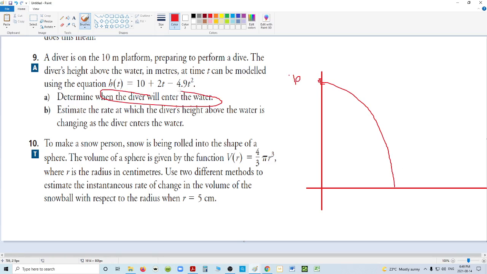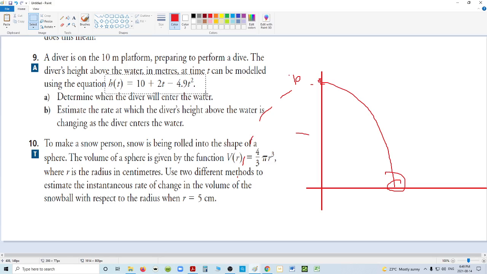Determine when the diver will enter the water. Well, that's when this is 0. When h of t is 0. And there's another one over here that doesn't exist because that's negative time. Estimate the rate of change the diver's height above the water is changing as the diver enters the water. So just as he enters the water, in other words, we've got to find this time to find the rate of change. How do we find the time?